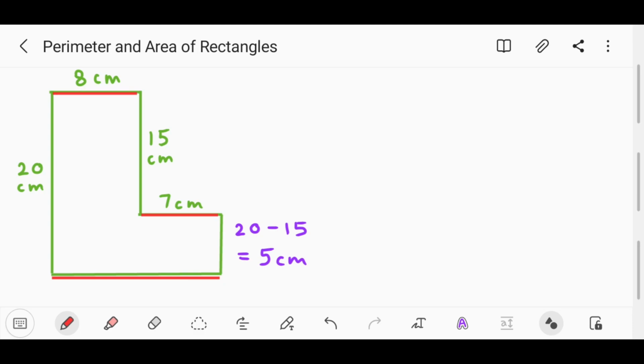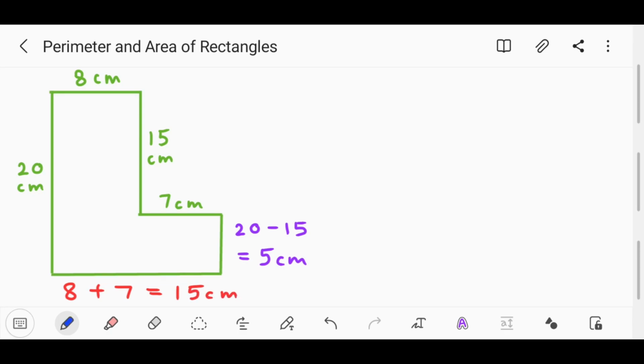Now that we've got that covered, is our missing length longer than the other two or shorter? It's longer, isn't it? So in order to find this missing length, we need to add these two up. So 8 plus 7 centimeters is equal to 15 centimeters.